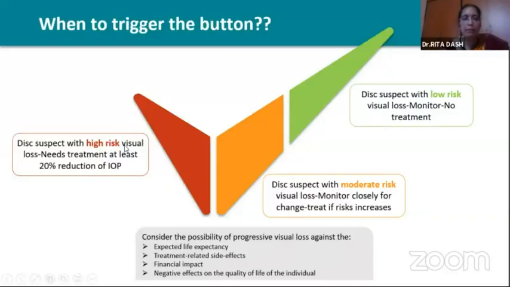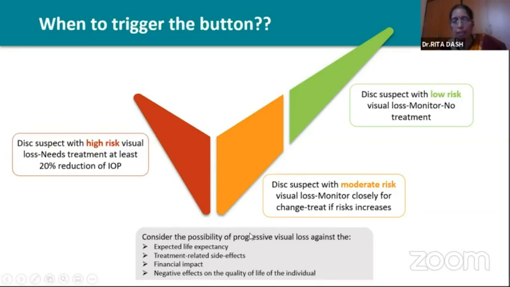To summarize, patients with high risk, with this suspect, treatment should be considered with an IOP reduction of 20%. A suspect with moderate risk with visual field loss should be considered for observation. If the change increases or risk increases, then one should think of a treatment option. A suspect with low risk of visual loss, then one should observe and monitor the cases.